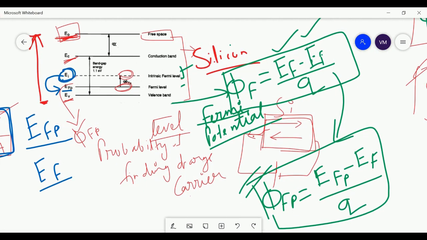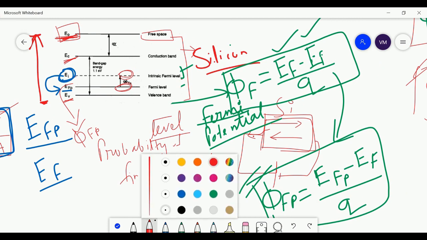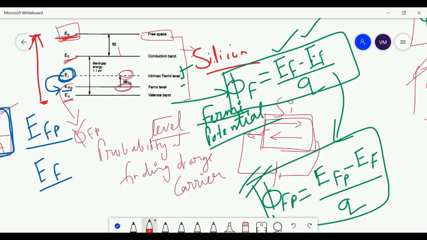Fine. And then we also talked about the electron affinity. That is an important concept. Electron affinity is the amount of energy required to move the charge carrier away from the silicon. So this is known as electron affinity, denoted by qχ.